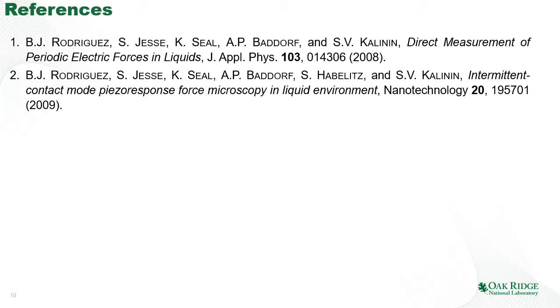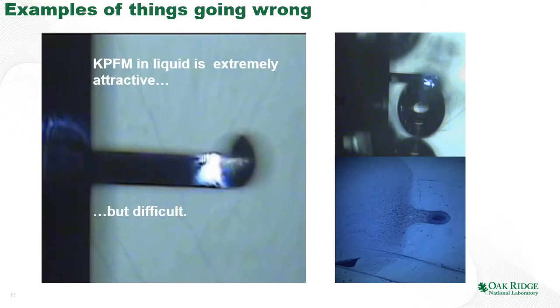So when it comes to imaging in liquids, we can easily apply AC biases. And as you remember, in KPFM we have two components. We need to be able to apply AC bias and DC bias. So the question is, can we apply the DC bias to the cantilever in the liquid environment? And the answer is, of course, no.